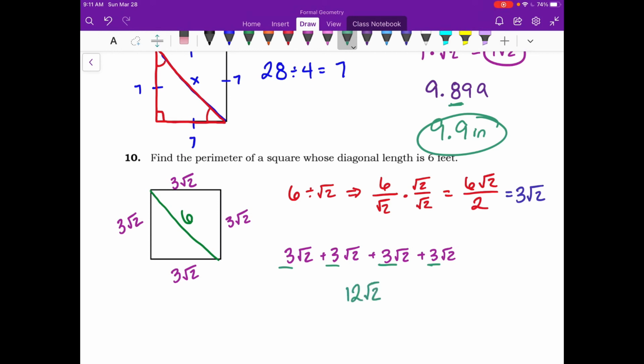And again, we can simplify that into normal number terms. So I'm going to go ahead and do that in my calculator. And I end up with 16, actually about 17, because it's 16.97. So about 17 inches. So that is it for day 2.